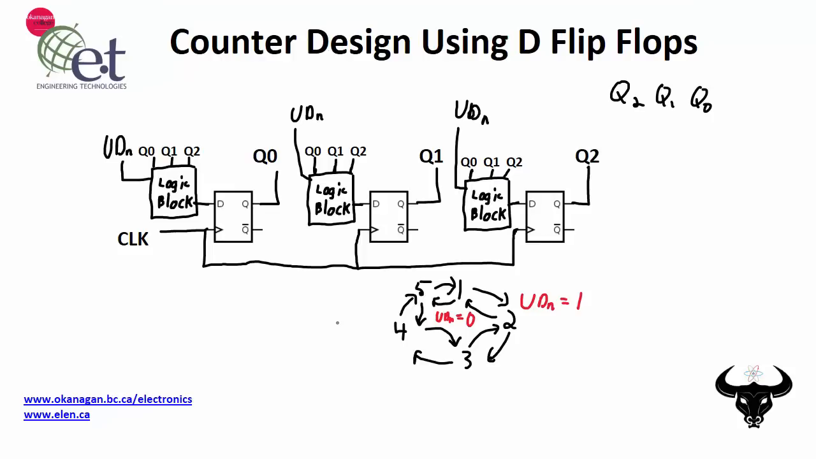A couple things that I'm missing from the state machine. Because I have 3 bits, I can actually represent 8 different things, and I only have 5 states in my state machine. So there's 3 states that are missing. Those states are 0, 6, and 7. So if I'm in state 0, 6, or 7, if I am counting down, I'm going to want to transition to 5. And if I'm counting up, I'm going to want to transition to 0.